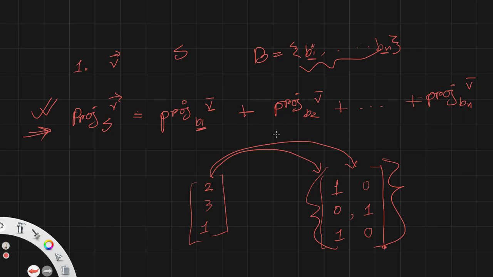Okay, so let's move on to case 2. All right, case 2, we have again a vector v, we have a subspace and a basis for that subspace. Just like before, we have b1 all the way up to bn, but this time these vectors, as they are the basis, are linearly independent, but they do not form an orthogonal basis. So b1 is not necessarily perpendicular to b2 through bn.